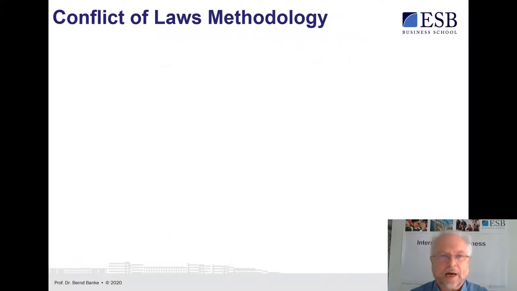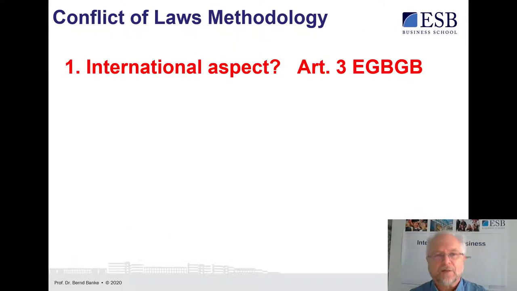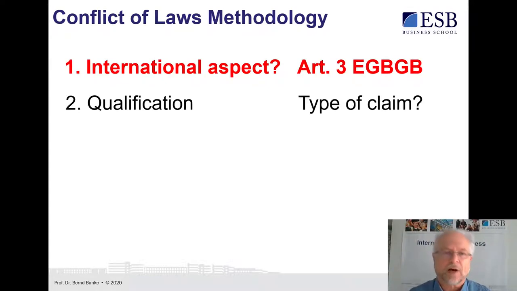So when we come to that methodology, the first question a German court will ask is, does the case have an international aspect like that? And for a German court, they will apply the introductory act to the German civil law code, the abbreviation of which, the German one you can see over there, is EGBGB, very funny, but only for the beginning. Once you try to apply it, you will not smile or laugh about that anymore. It's Article 3 of the introductory act to the German civil law code. And the second question then will be the qualification question, but we'll come to that afterwards.